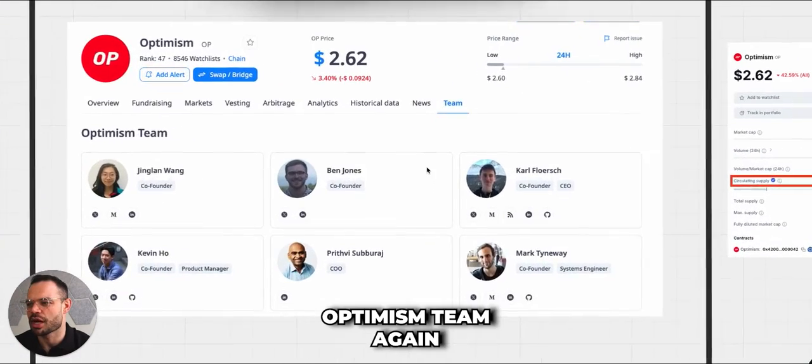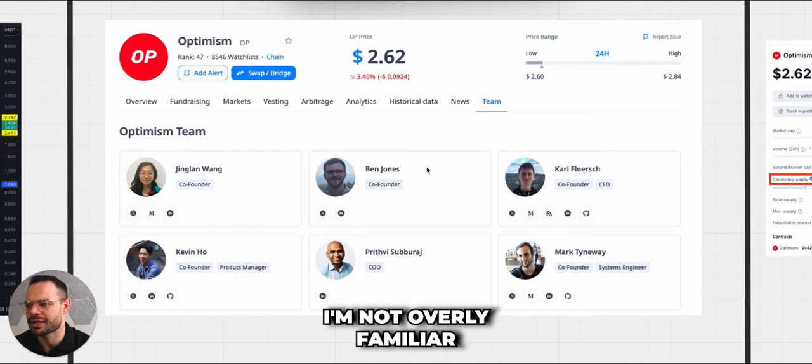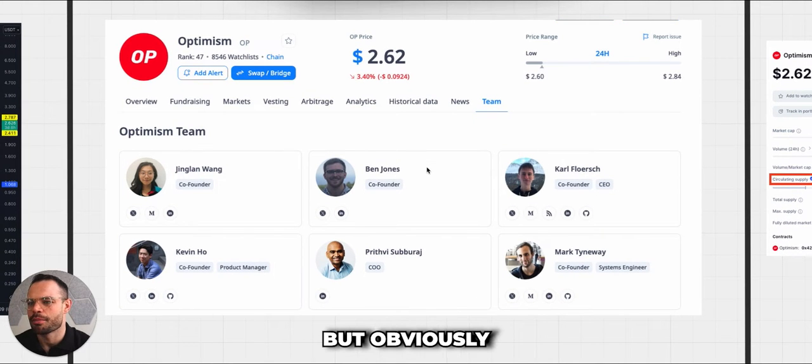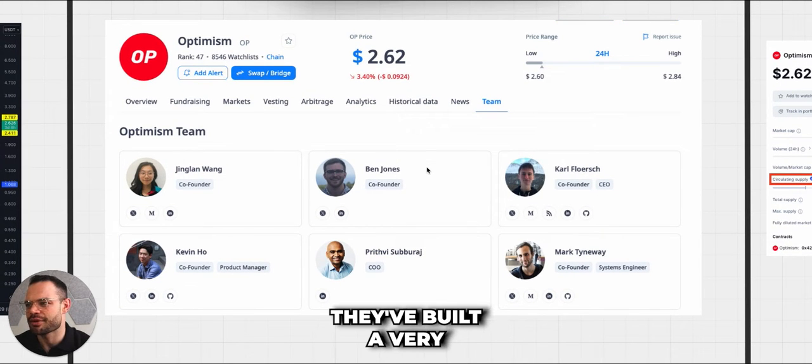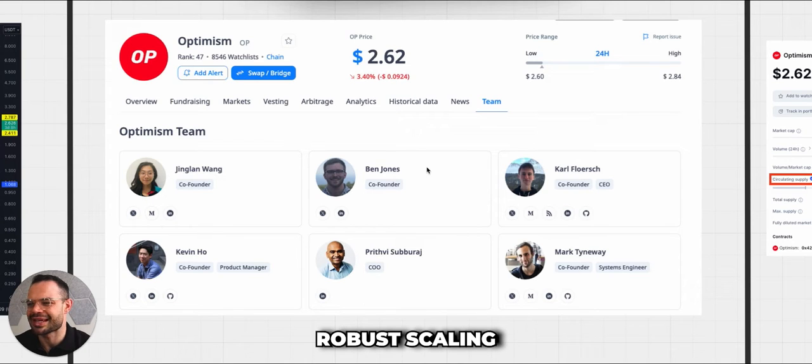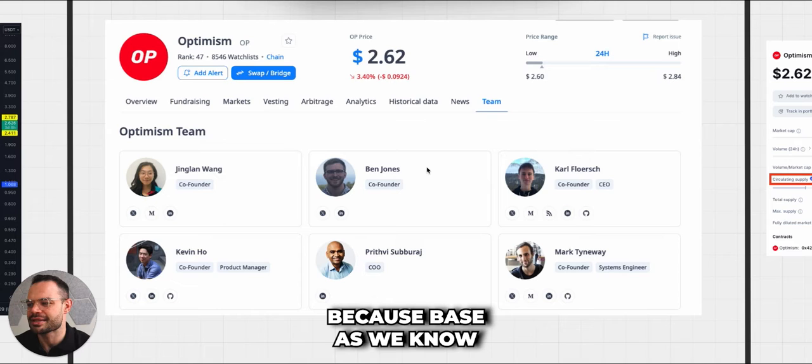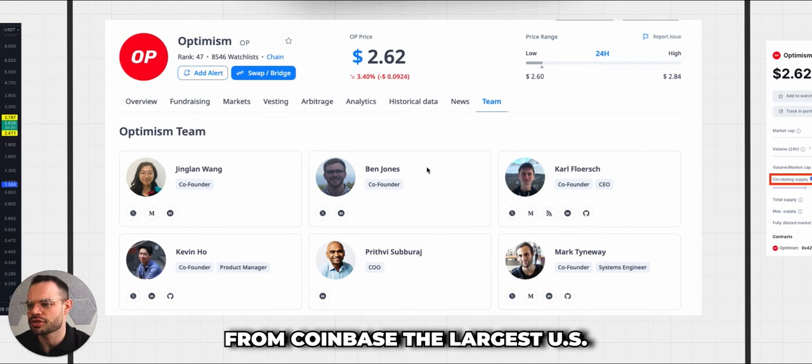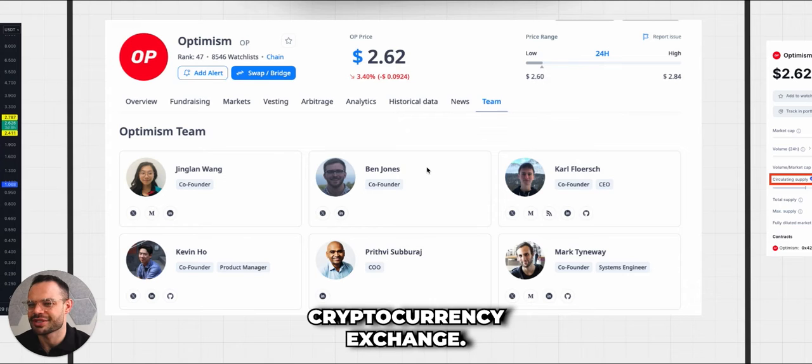As we look over to the Optimism team, again, I'm not overly familiar with many of these individuals, but obviously they built a very robust scaling solution with the Optimism stack. And I think the fact that Base are also leveraging optimistic rollups speaks very highly of the team and what they've built here at Optimism, because Base, as we know, has a lot of funding and backing from Coinbase, the largest US centralized cryptocurrency exchange.